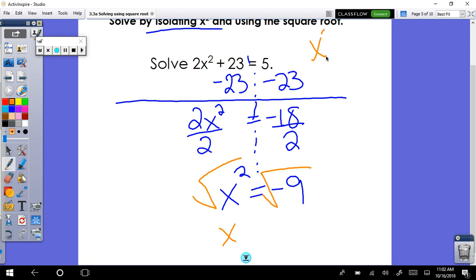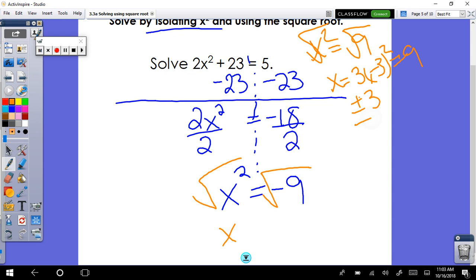Now, as a reminder, if you had x squared equals 9, take the square root of both sides, you would get two answers. You'd get positive 3 and negative 3, commonly written as plus or minus 3. Because when you square 3, it equals 9, and negative 3 squared also equals 9. So that's why we get the two answers.